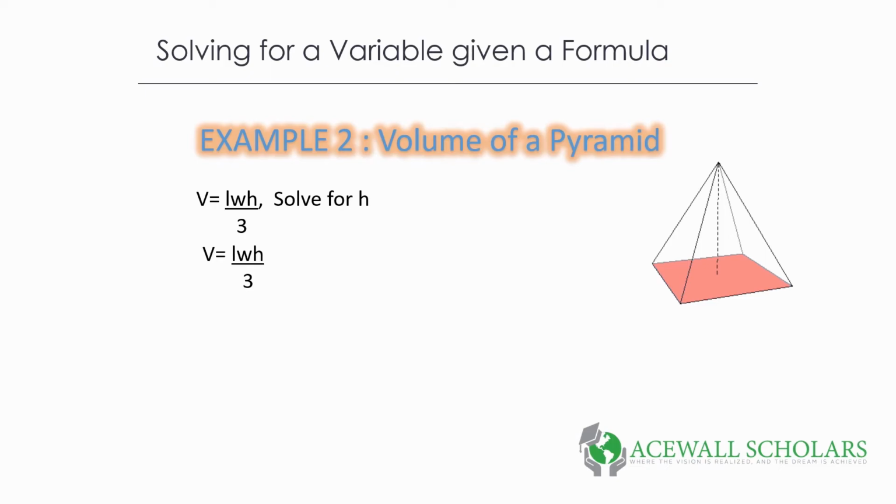The first thing I'm going to do is multiply by 3 on both sides. All right, those 3's will cancel out, and I'm left with 3V equals L times W times H. Now, from here, we still need to isolate H. You'll notice that L and W and H are all being multiplied by each other. So what's the opposite of multiplication? Yes, you are correct. Division. So we're going to divide out by LW on both sides. The LW's cancel out, and we're left with 3 times V divided by LW equals H.